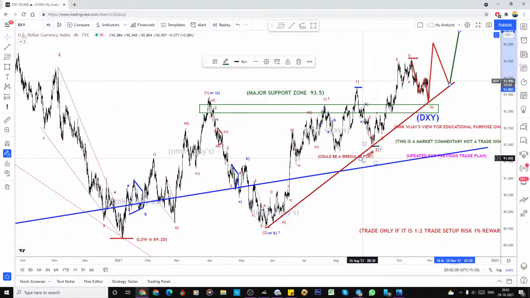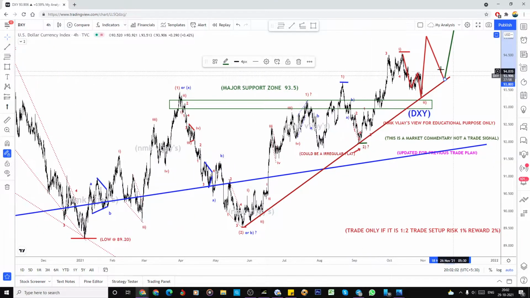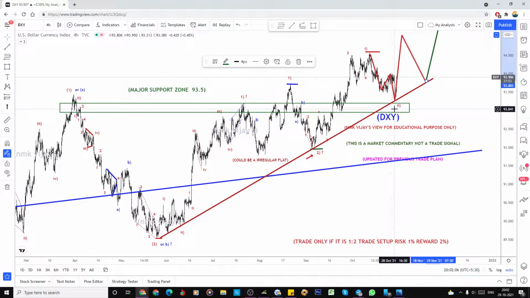I'm uploading this earlier today itself. This is a live market, and it's Friday, because I have work and a class on Saturday and Sunday and will be busy, so I'm doing it now itself. So this is my view in DXY.